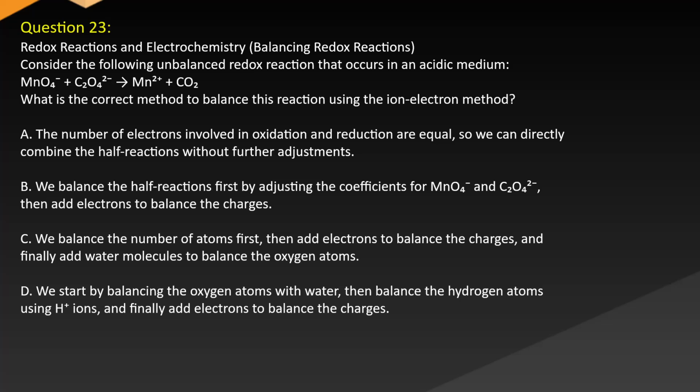C. We balance the number of atoms first, then add electrons to balance the charges, and finally add water molecules to balance the oxygen atoms. D. We start balancing the oxygen atoms with water, then balance the hydrogen atoms using H+ ions, and finally add electrons to balance the charges.